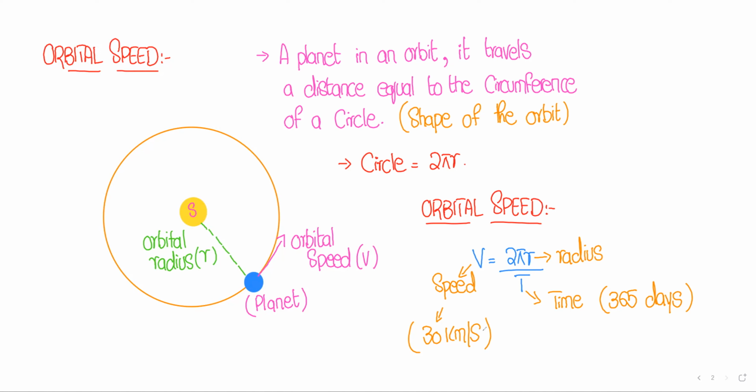or you can also calculate the time required by a planet to completely move around any other planet if you know the value of radius and the value of speed. So that is the formula for the orbital speed of any planet.